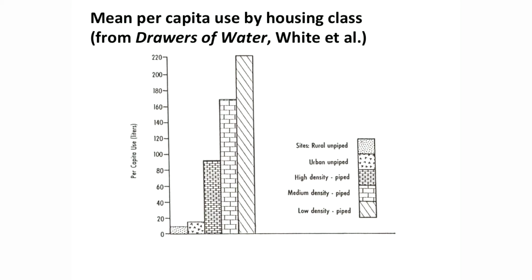I will start with the findings from the classic work by Gilbert White, David Bradley and Anne White. These data were collected between 1966 and 1968 at 34 study sites in Kenya, Tanzania and Uganda. This figure shows mean per capita water use by housing class. There are three main findings that have stood the test of time.